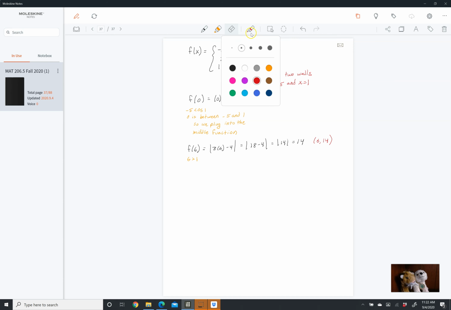Okay, let's do another one. Let's say that we have f of -3. Is -3 less than or equal to -5? No. Is -3 between -5 and 1? Yes. So we're plugging into the middle function.